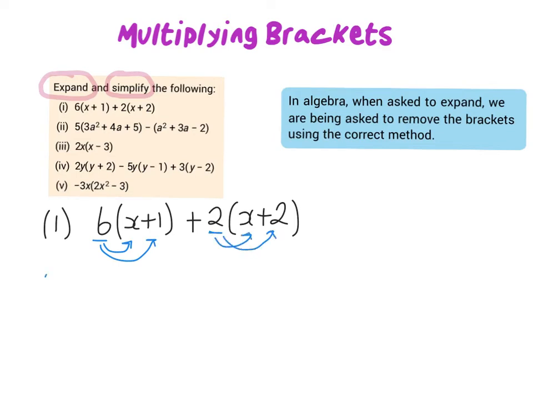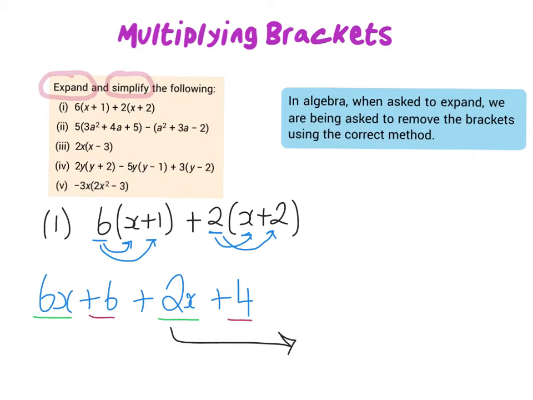So 6 by x is 6x, 6 by 1 is always 6, plus 2 by x is 2x, and 2 by 2 is 4. And I do my exact same rule as I do when I'm grouping. These are similar, and I have two constants, 6 and 4. And when I simplify them, I am left with 6 and 2 is 8x, and 6 and 4 is 10. And I have now simplified that expression.